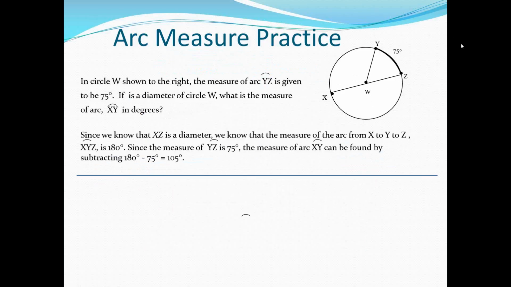So just remember, it's the same as if I were doing any kind of problem. If I know that this angle is 75 degrees, and I know that this whole thing is 180, couldn't I just take 180, subtract 75, and get my answer? And so that would tell me what this arc is equal to.